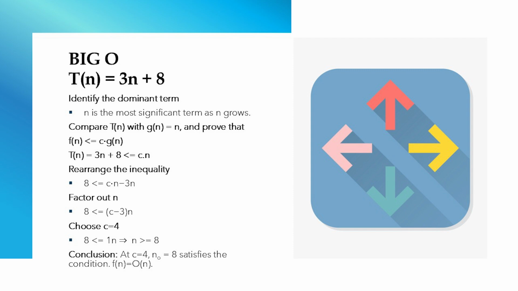If we then rearrange the expression, we're going to arrive at n greater than or equal to 8. Therefore, we can say that at C equal to 4 and n0 equal to 8, the condition for the big O is satisfied. And we can then conclude that T(n) equal to 3n plus 8 is a big O of n. Alright, so let's analyze a more complex function.